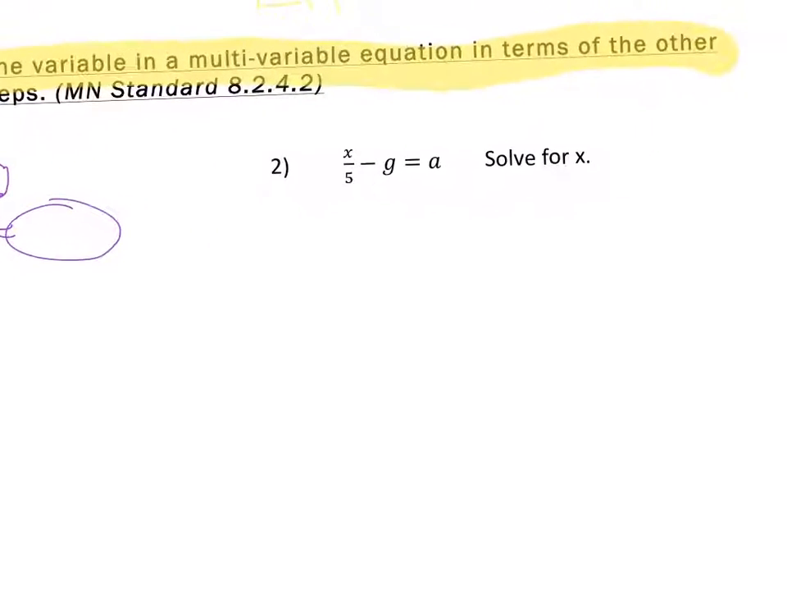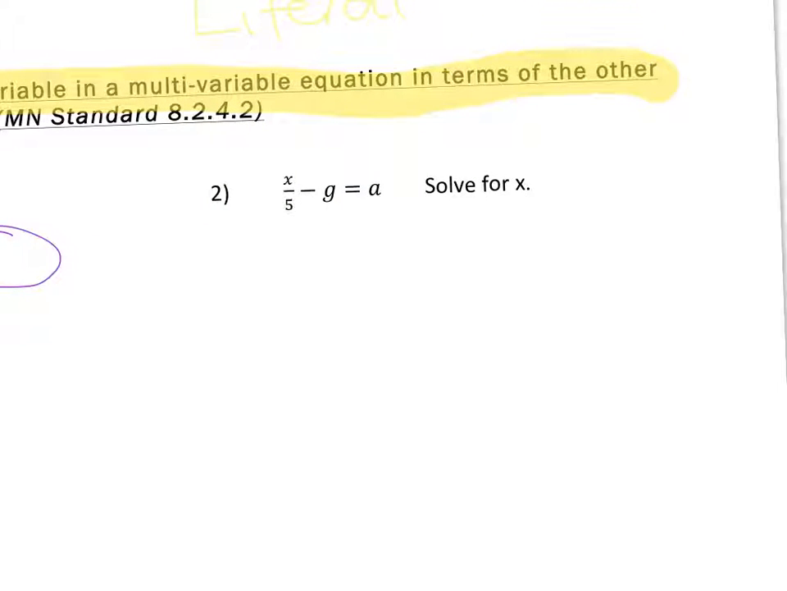Okay, number 2, same type of problem. We want to now solve for x, so the goal is to get x is equal to an equation here. So what you want to do here first, because I want to get this x by itself, is kind of like an equation where you want to do the addition or subtraction part first. So what I would do is add g to both sides. You end up getting x over 5 is equal to, we can't add those together because they're not like terms, so you just rewrite them, a plus g.